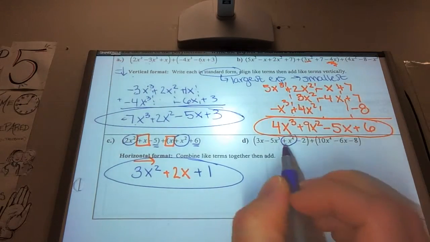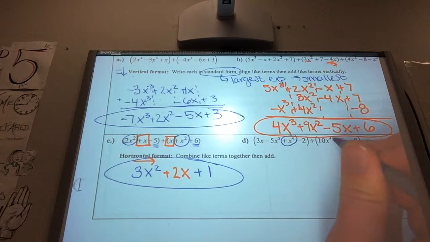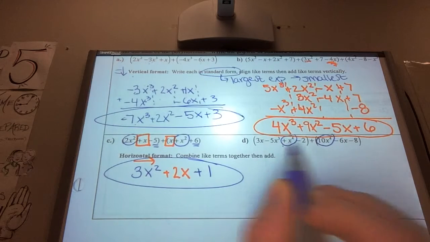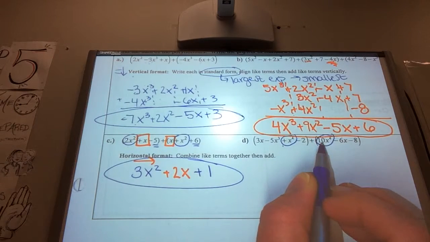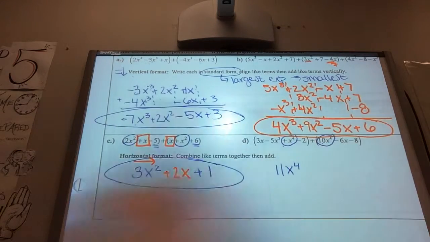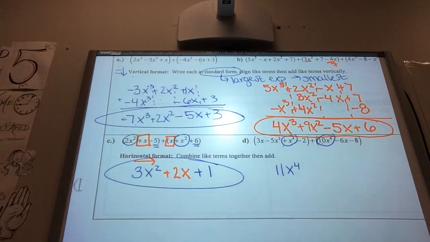So notice I take the sign and whatever coefficient. Now this is just 1, but I take all of it. And then 10x to the 4th. So I have 1x to the 4th, 10x to the 4th. So how many do I have altogether? X to the 4th. And then I say, okay, so that's x to the 4th.